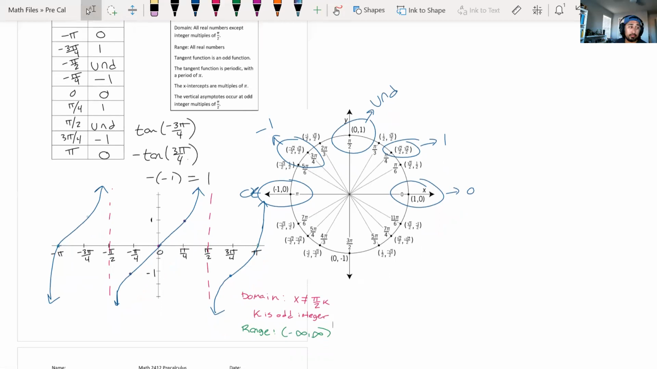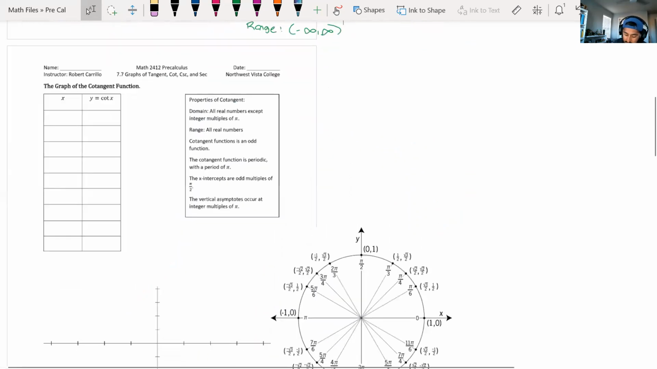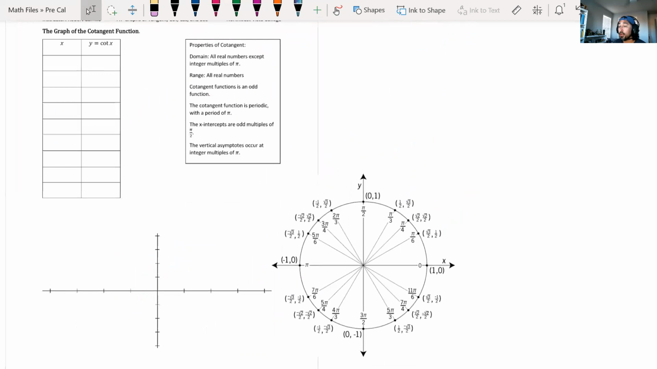Now, so that's the graph of tangent. Now let's look at the graph of cotangent. Cotangent is the reciprocal function of tangent, so cotangent would put x over y. Well, guess what? We're going to choose the same exact coordinates. If we choose 0, cotangent puts x over y, which means it puts 1 over 0, which will give us undefined. Do we care about pi over 6? No, we go on to pi over 4.